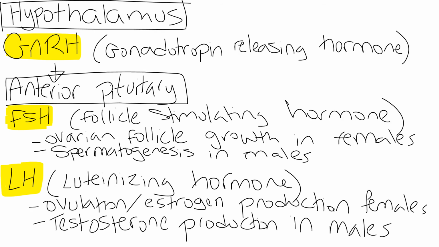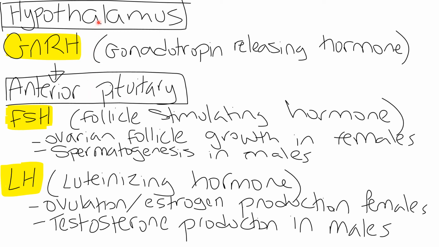Hello everyone, today we are going to talk about reproductive physiology. Let's talk about some important hormones. In our brain we have two glands, our hypothalamus gland and our pituitary gland. Our pituitary gland is divided into two lobes, the anterior lobe and the posterior lobe. We are going to focus on the anterior lobe.